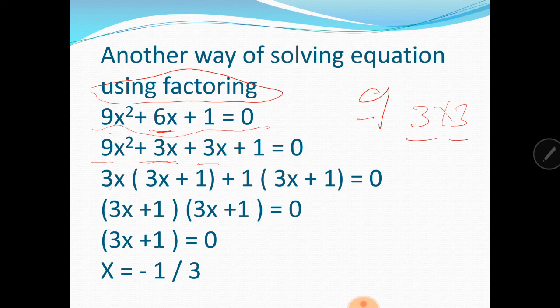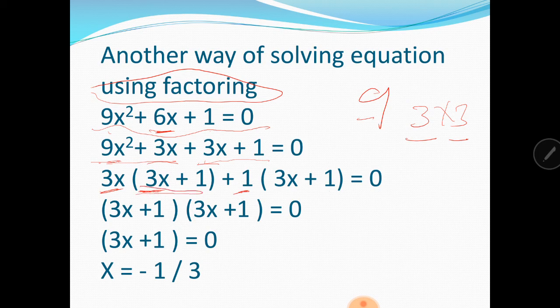In these two terms you have 3x common. When you take out 3x from 9x², you are left with 3x. You take out 3x, you have 1 left. In these two terms you don't have anything common, so 1 is always common. So you take 1 here, and in the bracket you put the same thing.